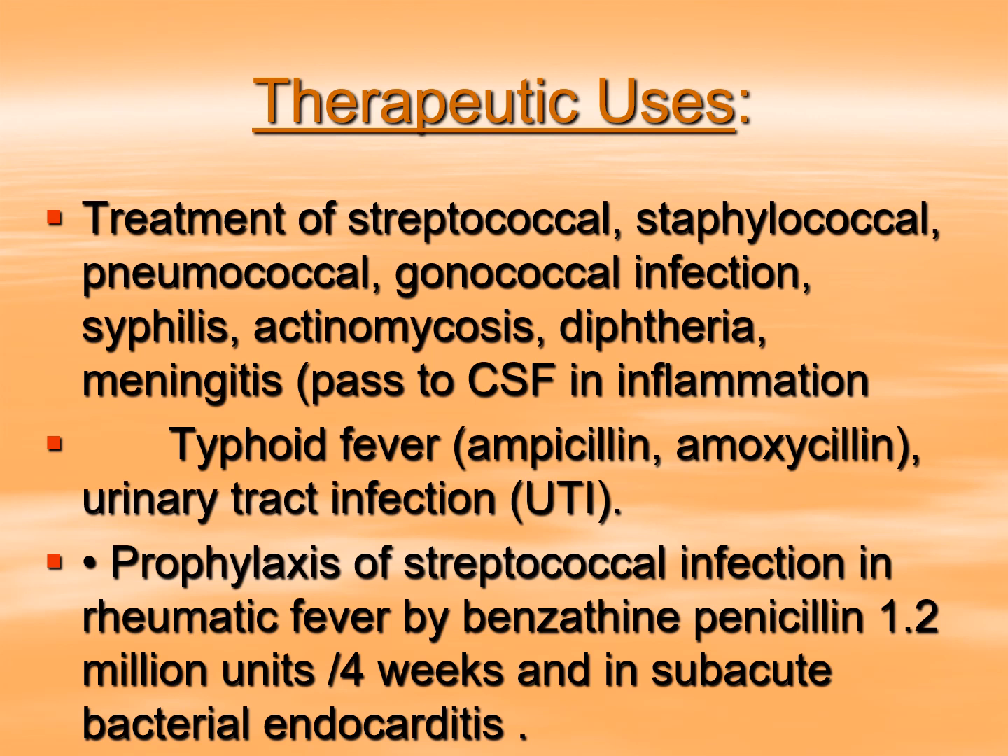Therapeutic uses: treatment of streptococcal, staphylococcal, pneumococcal, and gonococcal infection, syphilis, actinomycosis, diphtheria, meningitis. Also in typhoid fever, we give ampicillin or amoxicillin. In urinary tract infection, broad spectrum and extended spectrum penicillin. In prophylaxis of streptococcal infection in rheumatic fever by benzathine penicillin, 1.2 million units intramuscularly every month until age of 20 years, and also in prophylaxis of subacute bacterial endocarditis.